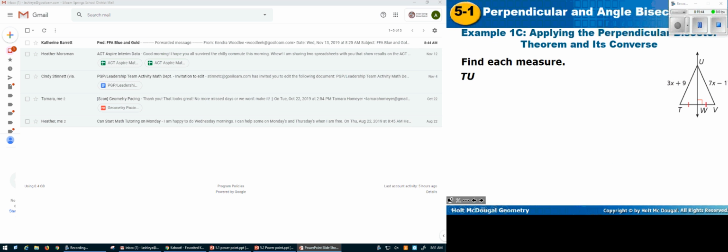All right, so we're going to use that theorem, and now we're going to apply it to solving some pictures, trying to find missing measures, missing angles, whatever's in the picture. In this case, they want us to find TU, the distance from T to U.